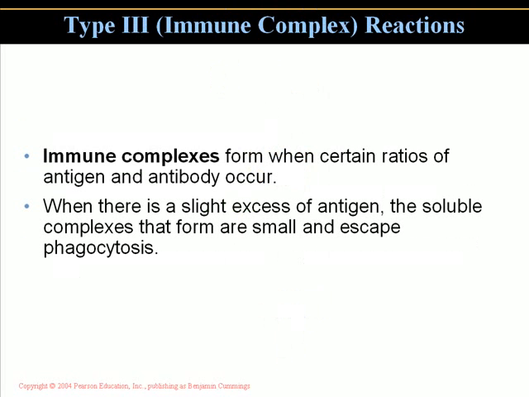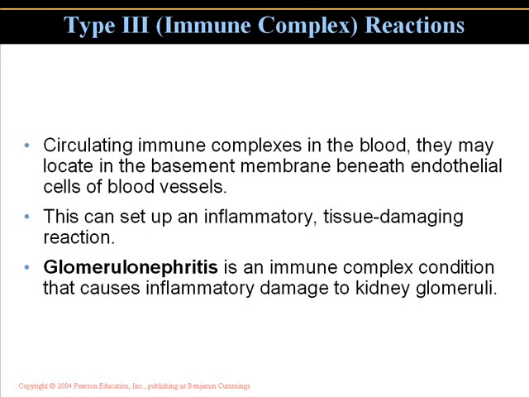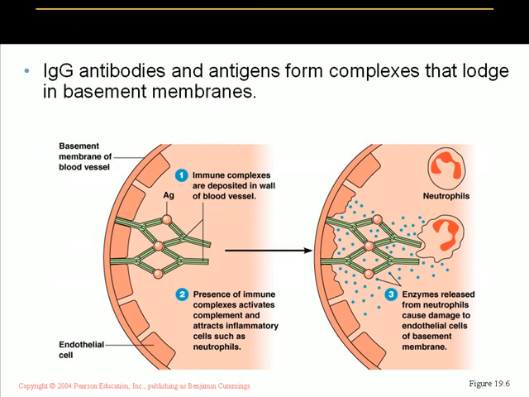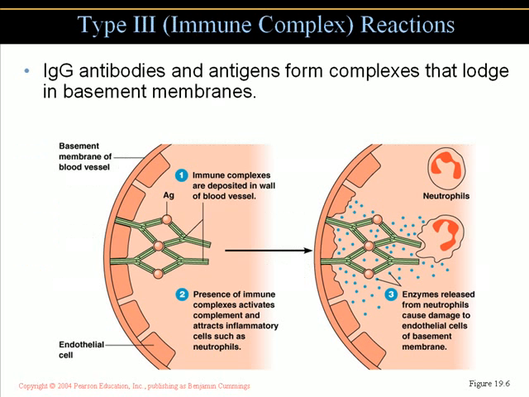Immune complexes form when certain ratios of antigen and antibody occur. When there is a slight excess of antigen, the soluble complexes that form are small and escape phagocytosis. Circulating immune complexes in the blood may lodge in the basement membrane beneath the endothelial cells of the blood vessels. This can set up an inflammatory, tissue-damaging reaction. Glomerulonephritis is an immune complex condition that causes inflammatory damage to the kidney and the glomeruli. IgG antibodies and antigens form complexes that lodge in the basement membrane.